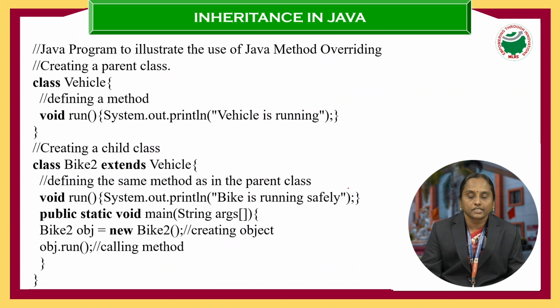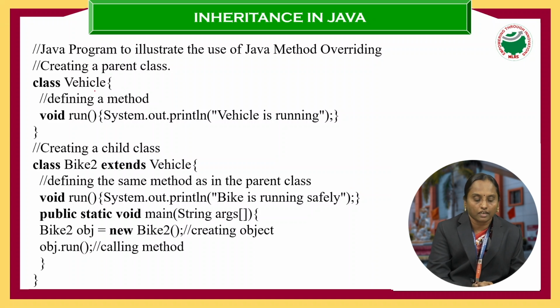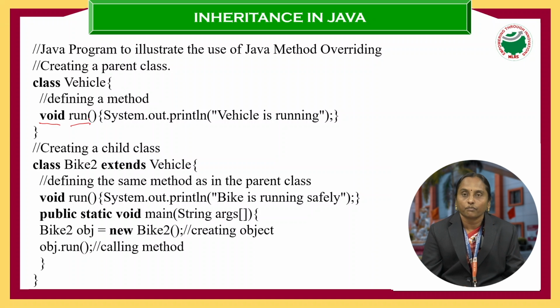This is a simple example for method overriding. Here we create a class. The class name is Vehicle. Class Vehicle has void run. So run is one of the user-defined methods in the Vehicle class. We define that method. The run method doesn't return any value, so we give void here, void run. We display a message: vehicle is running.